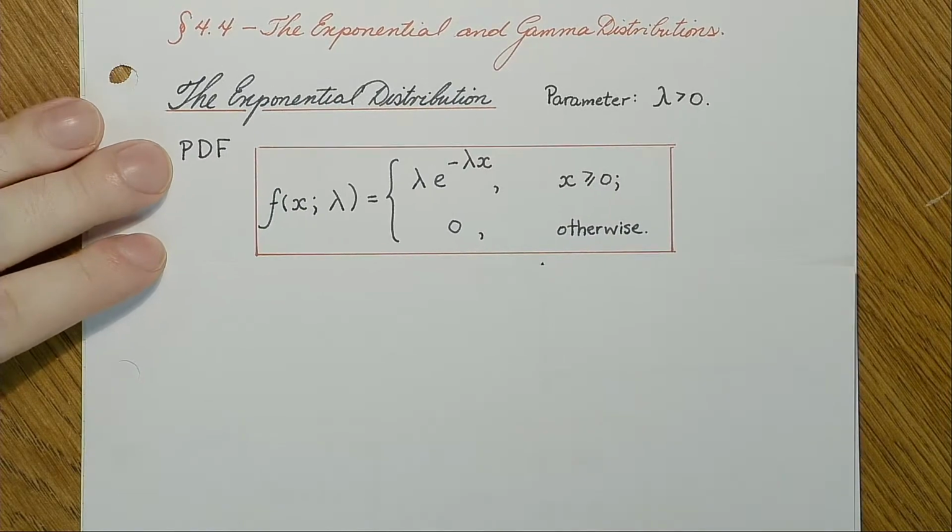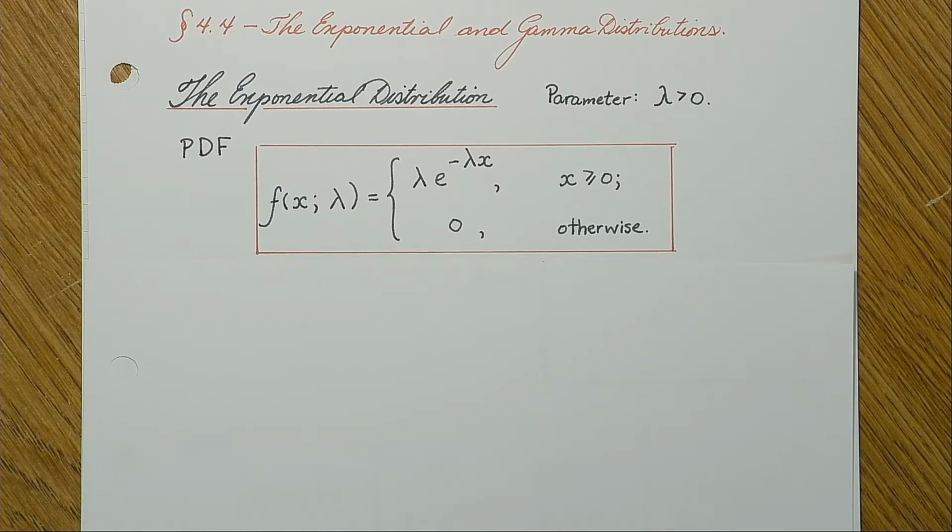Okay, so we move on now to section 4.4, which is the exponential and gamma distributions. And I think for today, I'm just going to work through the exponential function. And we will cover the gamma distribution as well. So for now, this is what we'll use. So we have the exponential function. Just a second.